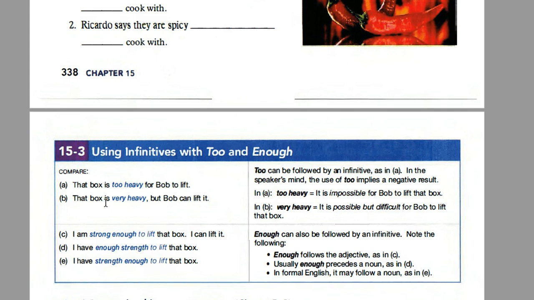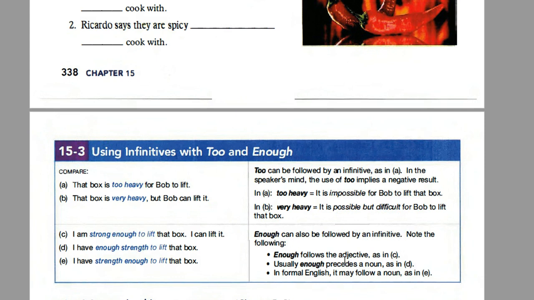Now B, that box is very heavy, but Bob can lift it. So can here gives some possibility to Bob to carry that box. C, I'm strong enough to lift that box, I can lift it. I'm strong enough here can also be followed by an infinitive.